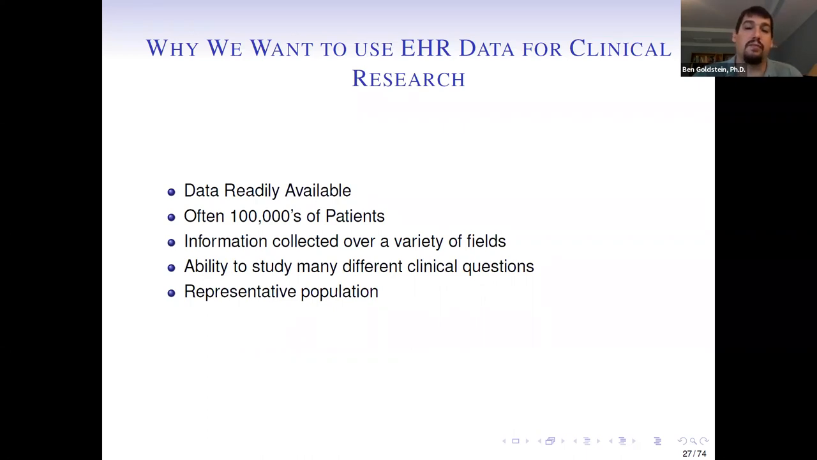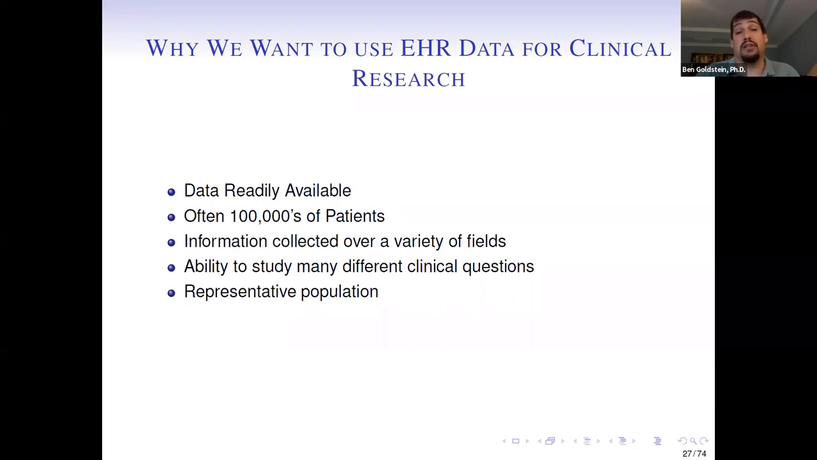Even more so, we may have information on hundreds of thousands or more of patients. I'll give some specific numbers from what we have at Duke, but we have large amounts of information. As I've gone through, we have information over a variety of fields. This allows us to study many different clinical questions. So I consider myself very much a generalist, and I really like the idea that on the same day I can be looking at a problem related to diabetes and then heart disease and then surgery and then transplants. You have this ability to use the same data, the same knowledge base, to look across a whole host of different things.